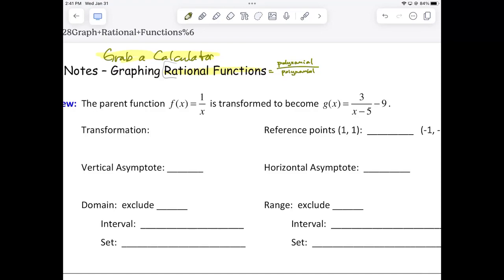But let's review. This is what we quizzed over yesterday. I want to go through this kind of quickly so we can get to the new stuff, but it's worth going over this as a review. 1 over x is our parent rational function. It's a constant over a linear function, so it still classifies as a rational function. It's the function from which all other parent functions that are linear over linear can be derived.